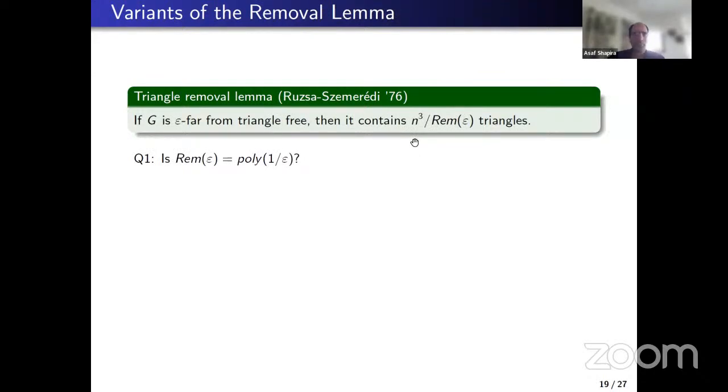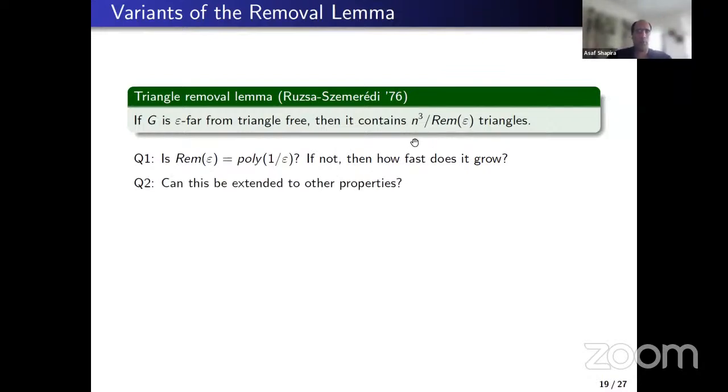So given this statement, there are many natural questions to ask. For example, is this removal of epsilon polynomial in epsilon? We know that it is not. If it's not polynomial, how fast does it grow? Well, we don't know. We know that it's not polynomial, and we have these huge tower type upper bounds.